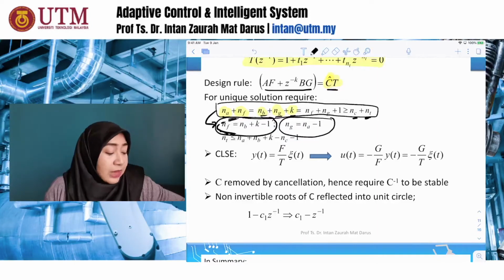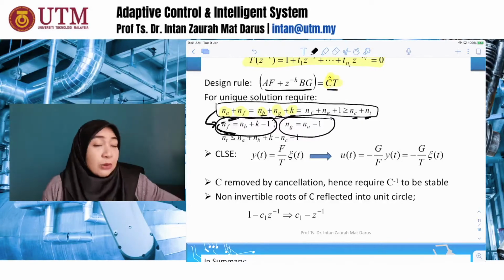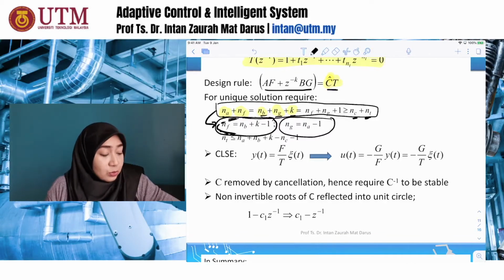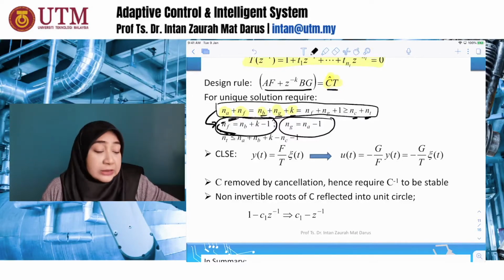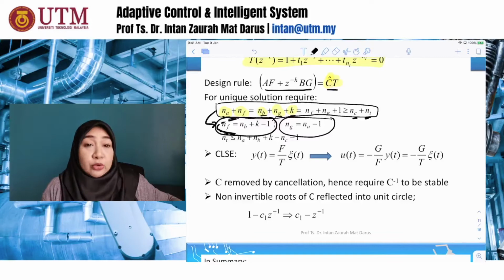All right. So from there, I can put this new closed loop system equation into my equation of ut. Then I will get that equation there. ut is equal to negative g over f yt, and that ut is also equivalent to negative g over f zeta. All right. So this is what we have. Okay, you can see that the polynomial c has been cancelled out. Okay, but in order for you to do this, the inverse of that polynomial has to be stable. So we can do this by estimating it and checking if it's stable or not. Okay, the non-invertible roots of c can be reflected into the unit circle to ensure that it is a stable polynomial. All right.